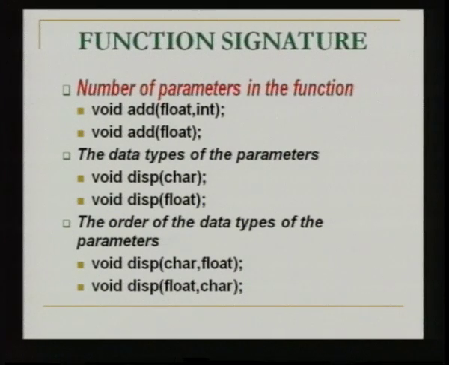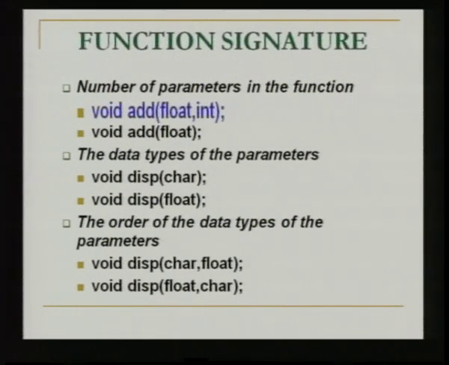They differ in the number of parameters in the function. So, this is an example. Here if you see, there are two functions, one is void add having one float argument and one integer argument. The other is also a function add which is having only one argument float. So, here in the number of arguments itself the two functions differ, though they have the same name.